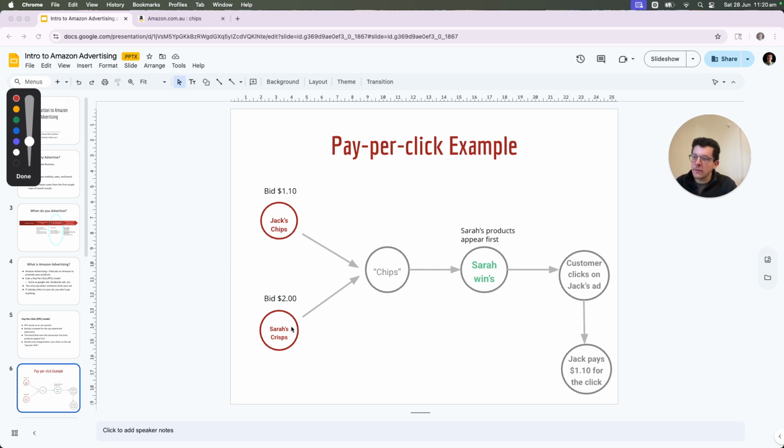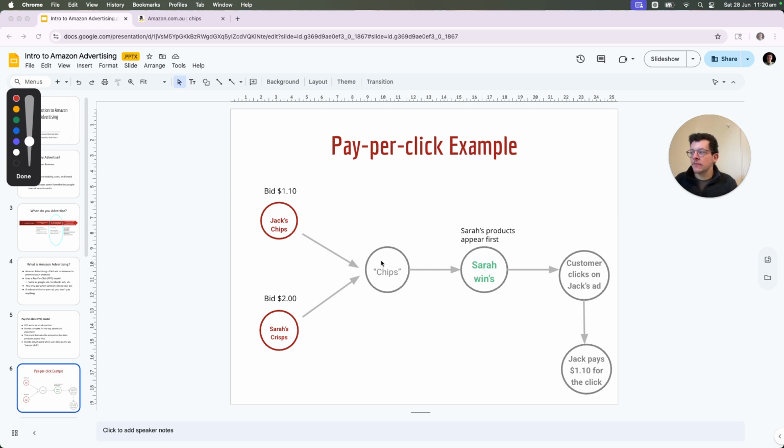So what happens is, this all occurs in the back end. We don't really see this anywhere. Every time, in real time, a user searches for the keyword chips and clicks enter, there's an ad auction that occurs in the background. In this particular example, there are two different brands in the ad auction, Jack's and Sarah's.